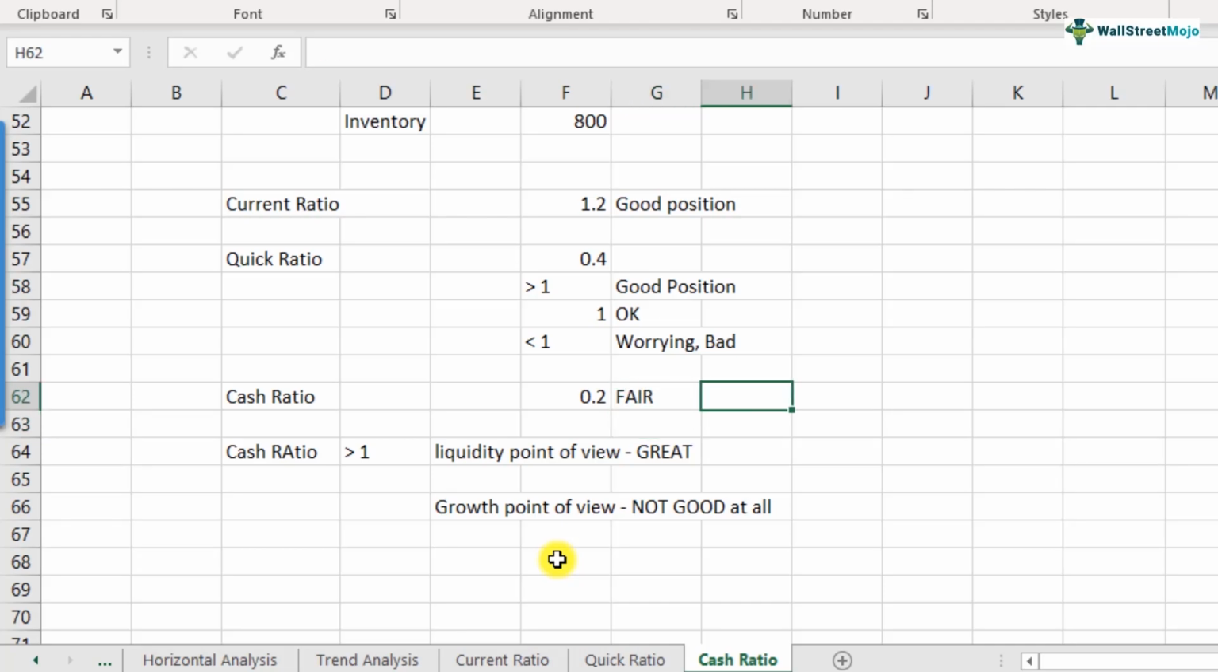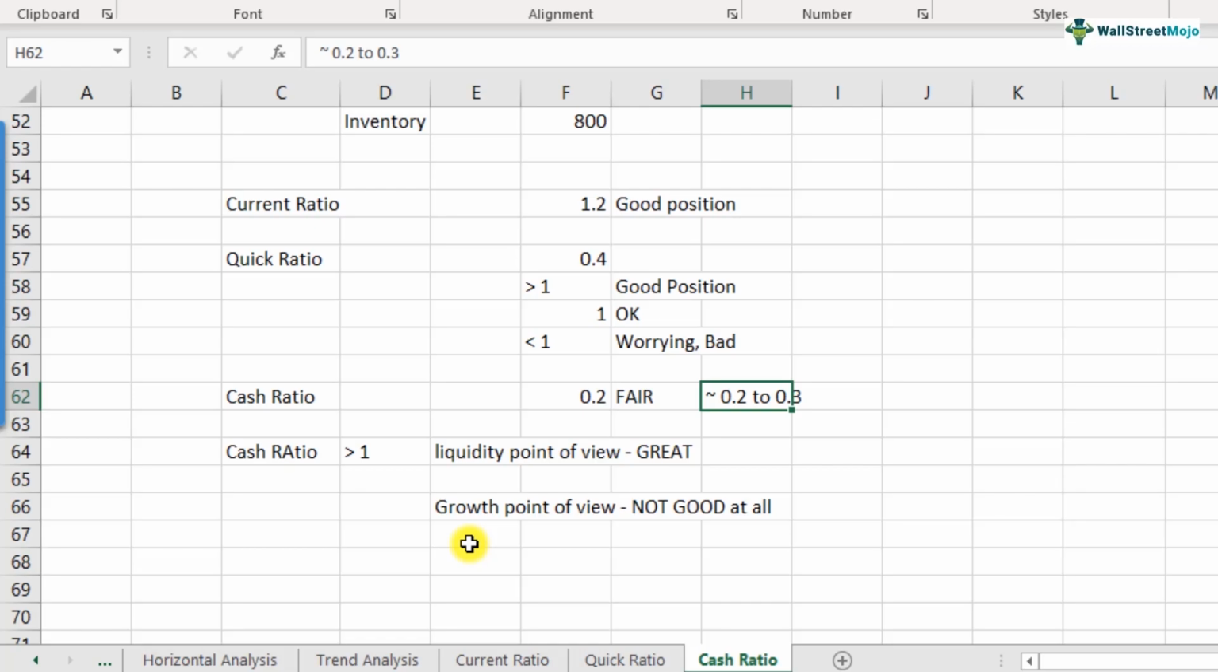Usually, the more acceptable range is 0.2 to 0.3 times for a healthy company. However, again, as I said, greater than 1 is good from the liquidity point of view, but from the growth point of view, it is not good at all. Or you need to again go through the reasons why a company is piling up cash. Is it for a potential acquisition or some other investments which the balance sheet is not showing? So more investigation will be required.